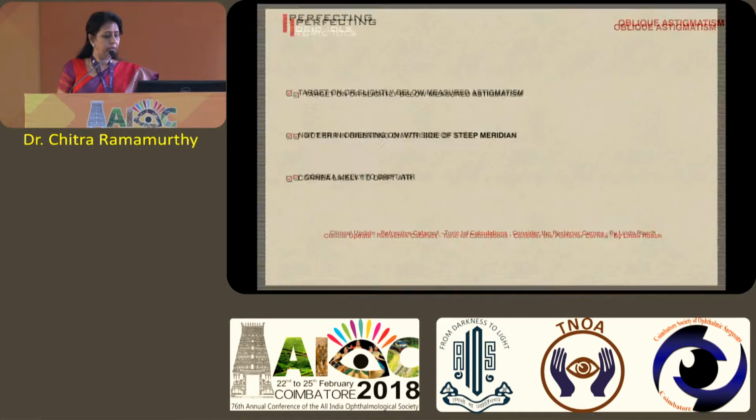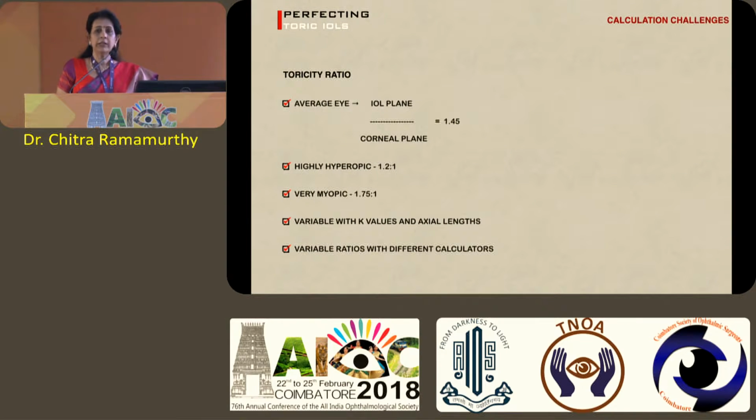So then, taking you further on, the other important thing which you need to understand is the toricity ratio. Basically, the astigmatism in the corneal plane is what is manifest at the IOL plane. And there is a toricity ratio, IOL plane by corneal plane.